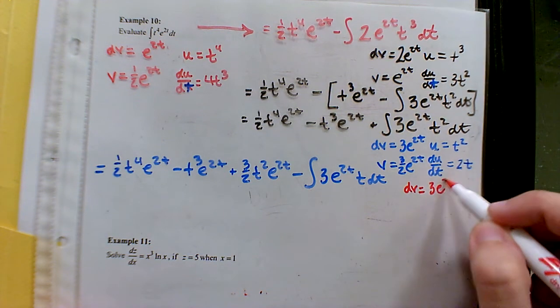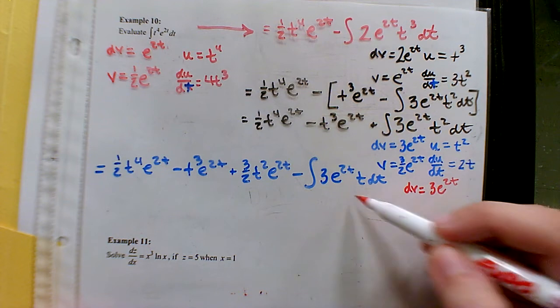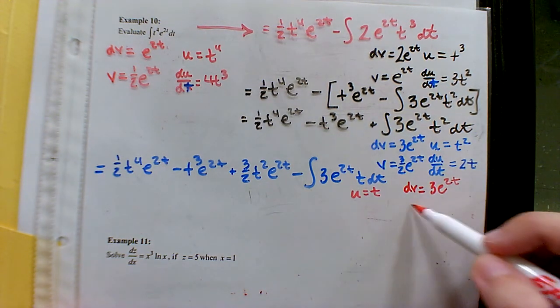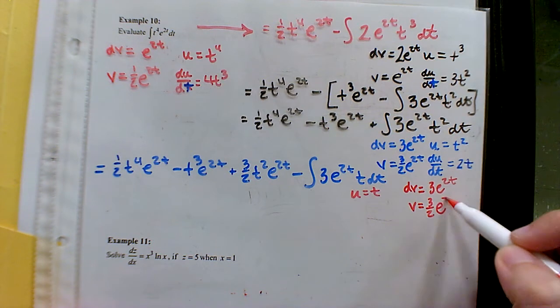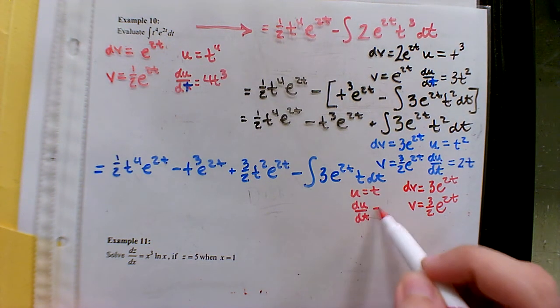dv will have the exponential. U will have the algebraic. Backwards from dv, derivative of u.